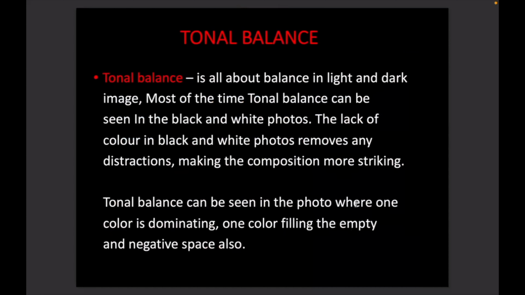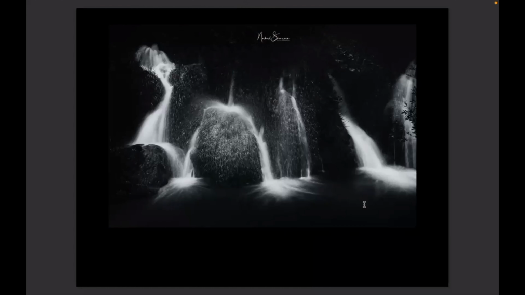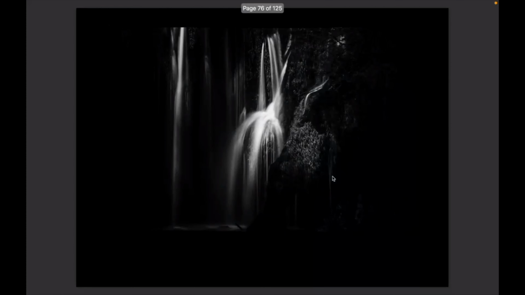Or tonal balance can be seen in a photo where one color is dominating, only one color. The one color is filling the whole space of the photo. Like, you can see the first example is a negative. This is like a black and white photo. Okay, looks more appealing. Tonal balance completely balanced here as well, black and white.